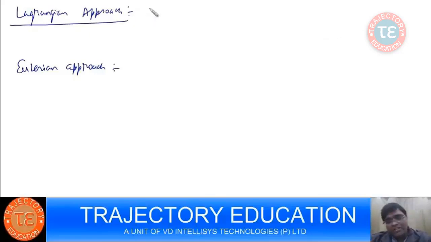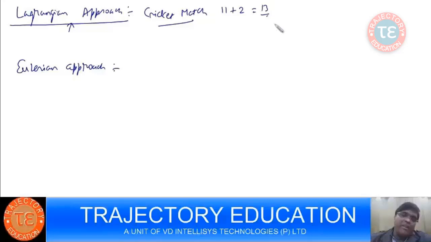Like if you have seen a cricket match, how many people are there in a cricket match? 11 players on one side and 2 players of the other team, 2 batsmen and 11 fielders. So we have 13 people playing the match, 11 plus 2. Here we follow the Lagrangian approach. We run after every player. If you want to see the motion of all these people, we try to understand the motion of every person.